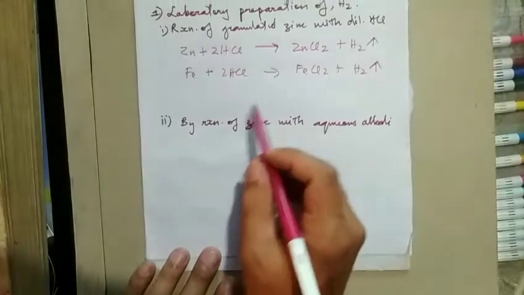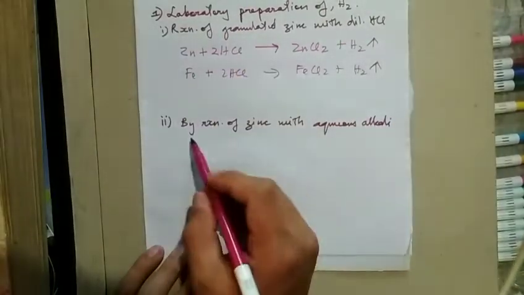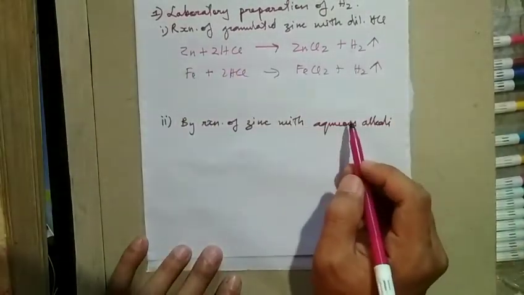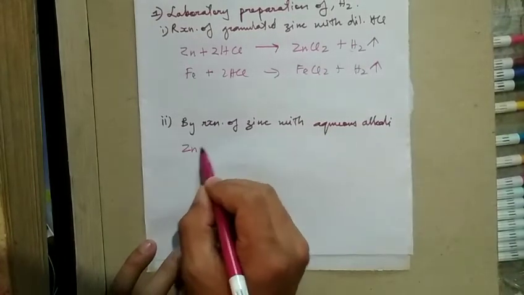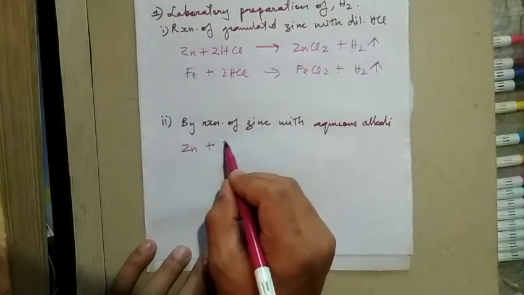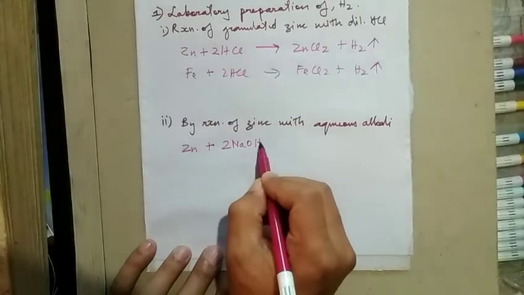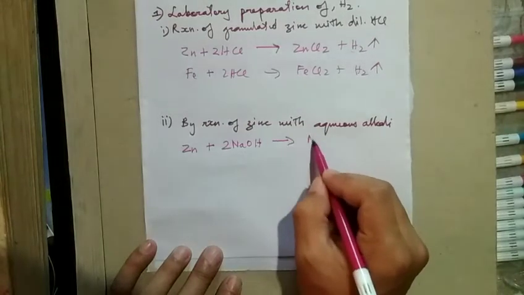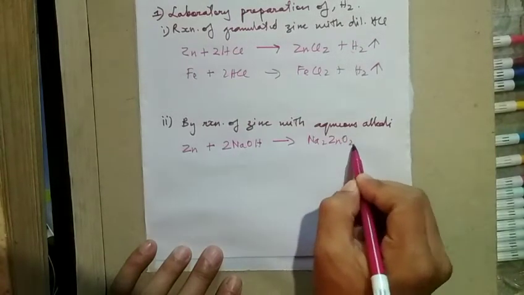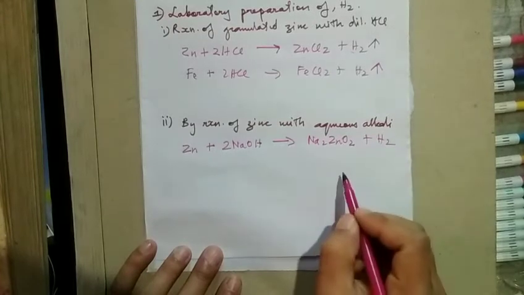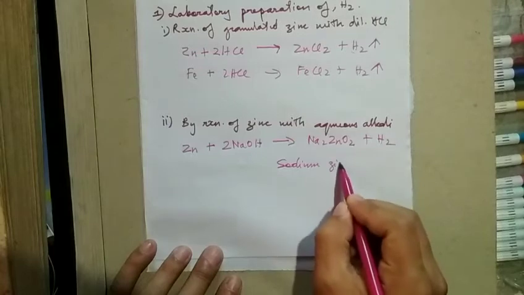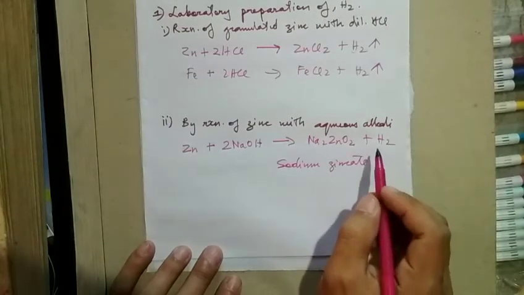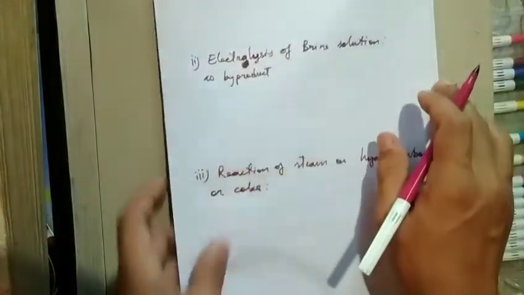The second laboratory preparation is by reaction of zinc with aqueous alkali. So zinc plus aqueous alkali, sodium hydroxide, gives Na2ZnO2 plus dihydrogen. This is sodium zincate. Let's see the next one.